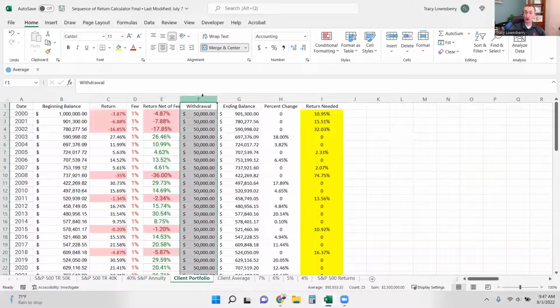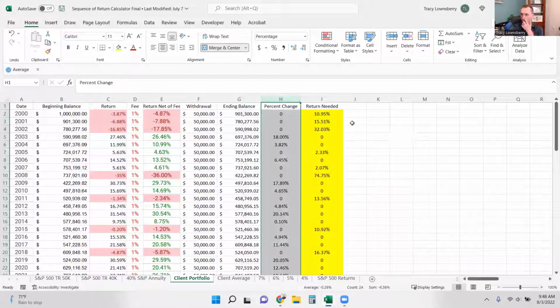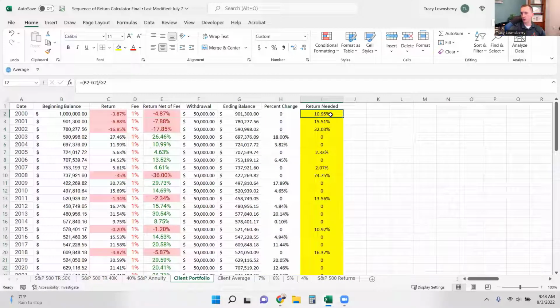You have your withdrawal column. You have the ending balance at the end of the year after you take the money out plus or minus your return. You have the percentage change in that account, which looks like it's not calculating negatives, but I don't really care about that anymore. And then it looks at your return needed to get back to where you were. Okay, this is the sequence of return column.